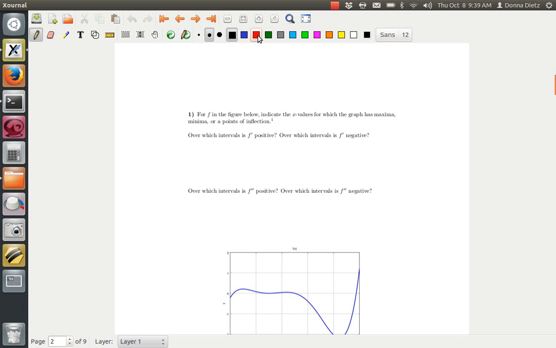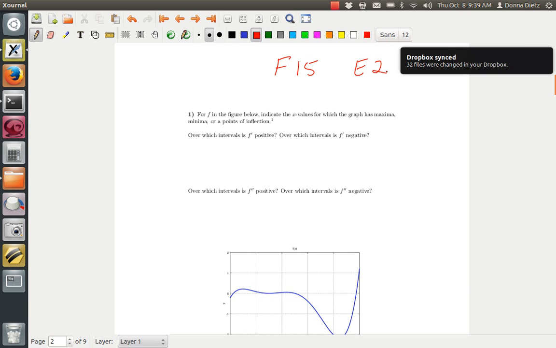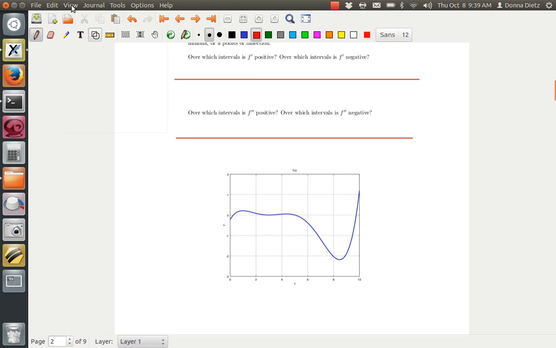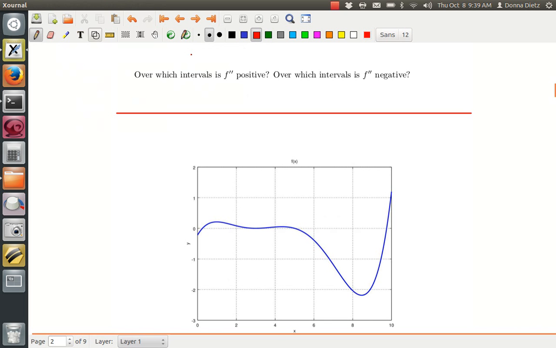Hey, this question was on Fall 15 Exam 2, and I just want to show everybody. People did really, really well on the F double prime, so I'll do that one first. Okay, I'll zoom in a little bit.